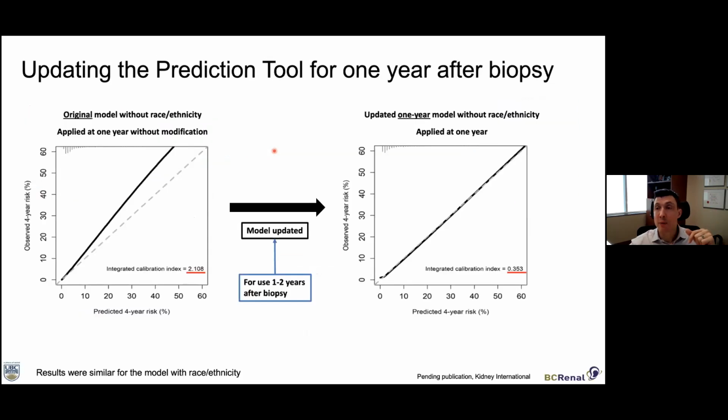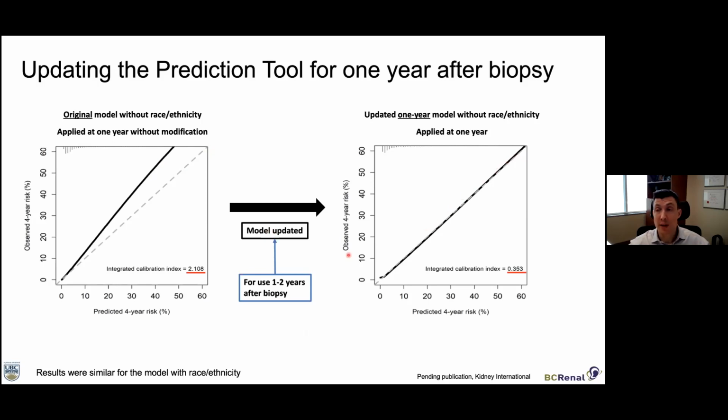So to do that, we again went back to our international data set. And what we show here on the left is that if you try to use the original tool 1 year later, it doesn't do that great a job. So we're seeing a deviation of this line away from that perfect 45-degree line. However, again, we can tweak the model, and we updated it so that it can be used 1 or 2 years after biopsy. And we get the results here on the right. So now we're getting very good prediction performance using our updated model.